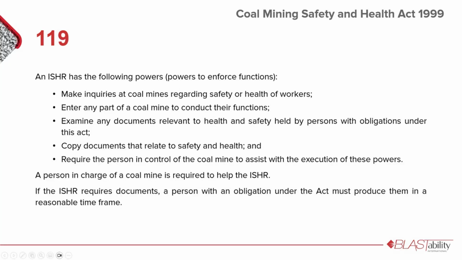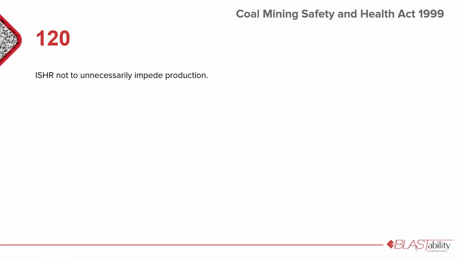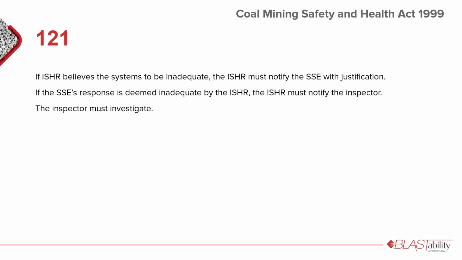119. An ISHR has the following powers: make inquiries at coal mines regarding safety or health of workers, enter any part of a coal mine to conduct their functions, examine any documents relating to health and safety held by persons with obligations under this Act, copy documents that relate to safety and health, and require the person in control of the coal mine to assist with the execution of these powers. A person in charge of a coal mine is required to help the ISHR. If the ISHR requires documents, a person with an obligation under the Act must produce them in a reasonable time frame. 120. An ISHR not to unnecessarily impede production.